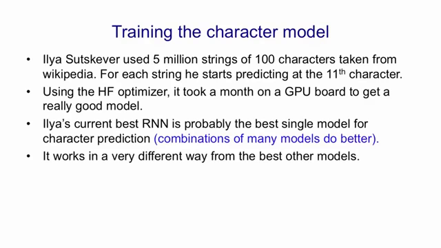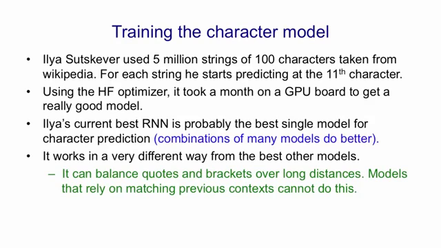It works in a very different way from the best other models. So Ilya's model can balance quotes and brackets over long distances. Any model that relies on matching a specific previous context can't do that. For example, if it has a bracket and it wants to close it 35 characters later, a model that relies on matching previous contexts would have to match all 35 intervening characters, and it's very unlikely that it has that whole string stored.